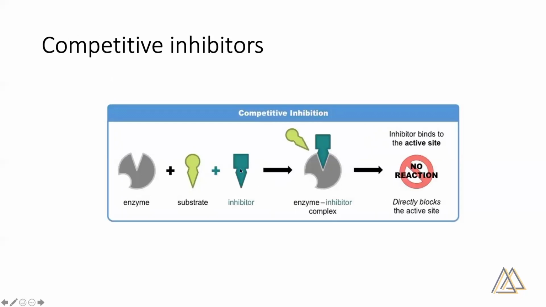But if we then introduce something else into the system, which looks like the substrate but isn't the substrate, which we call an inhibitor, in particular, this is called a competitive inhibitor. This inhibitor could lodge itself into the active site and exclude the substrate from binding into the active site. So this binding into the active site prevents the substrate from binding and prevents the enzyme from modifying the substrate into the products, and we get no reaction.